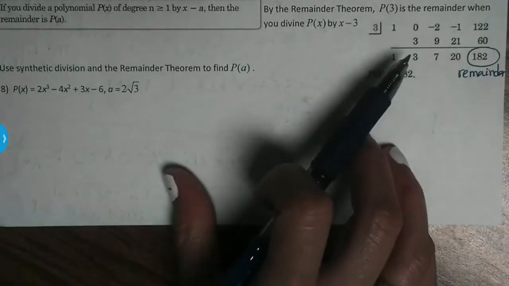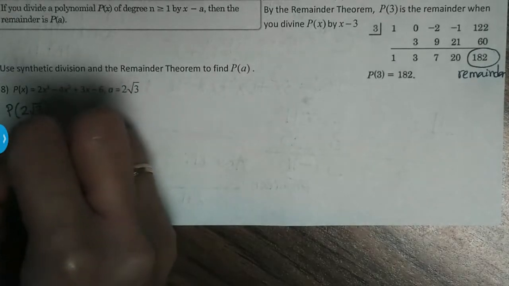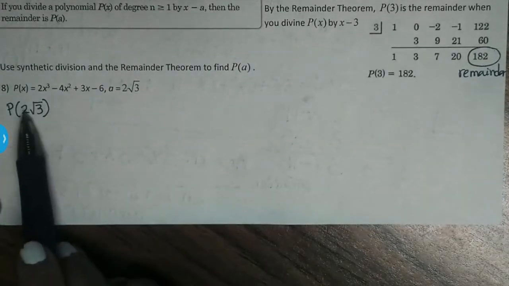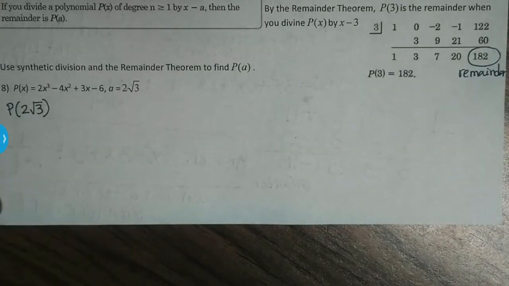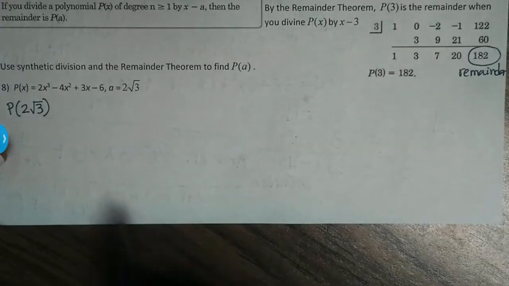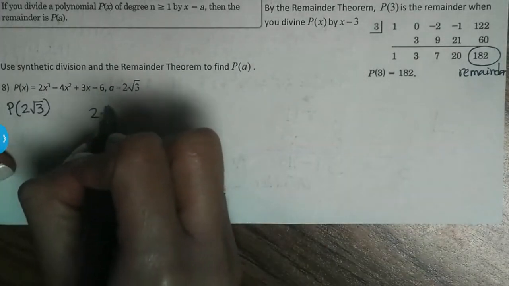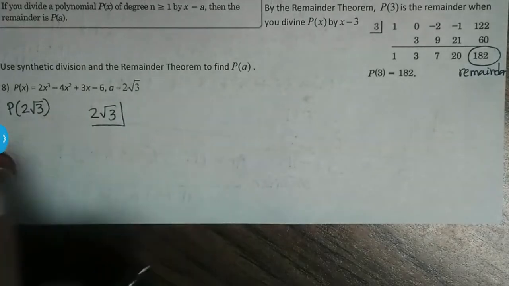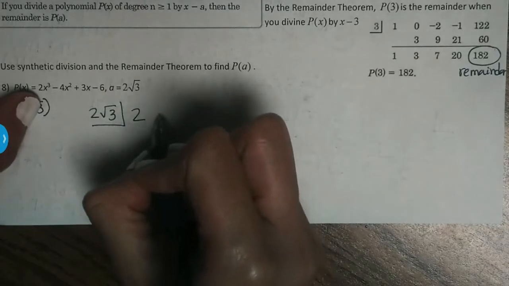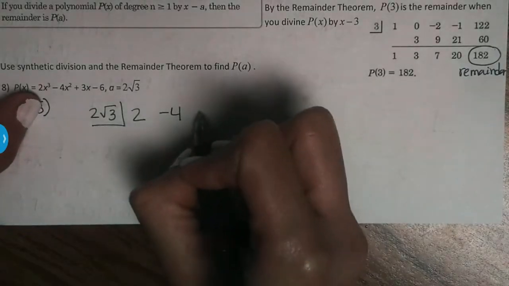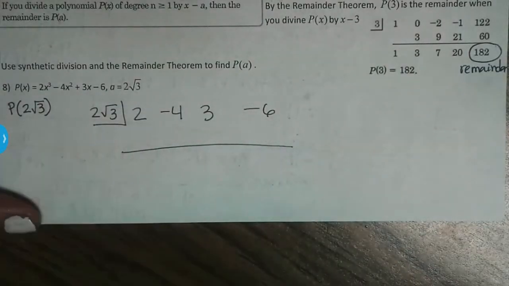So let's try number 8 here. You want to figure out what is p of 2 root 3. So again, you could always just take 2 root 3 and plug it in for x to evaluate p of 2 root 3. Or we're going to use the remainder theorem. So we're going to go ahead and divide this polynomial here by 2 root 3, because that's what x equals, 2 root 3. And I'm going to divide the 2x cubed, negative 4x squared, 3x, negative 6.